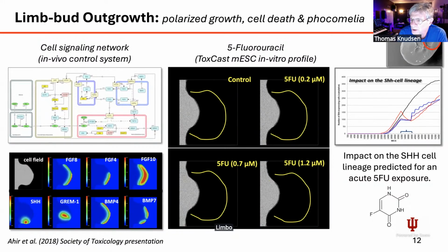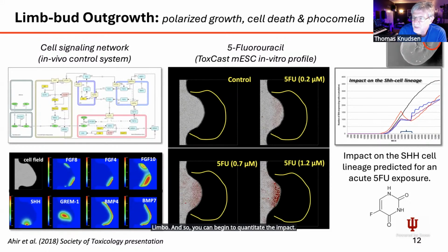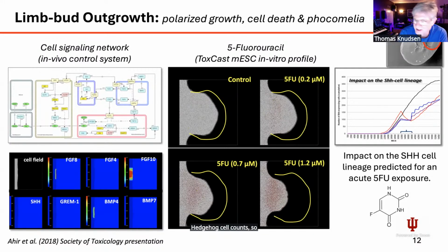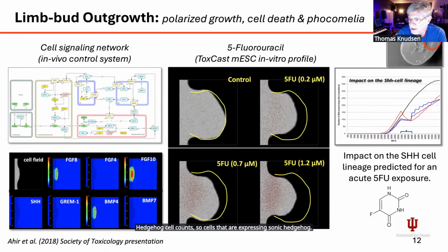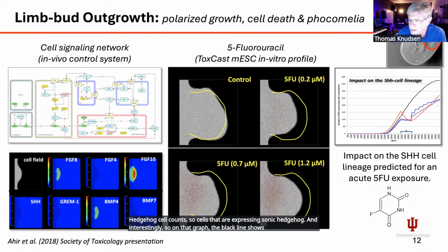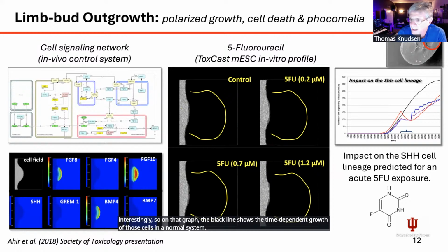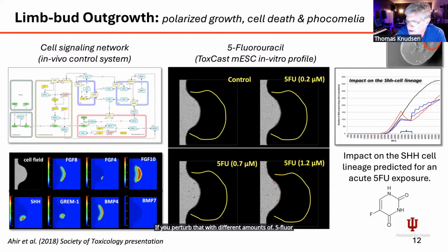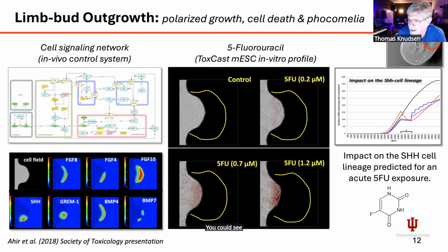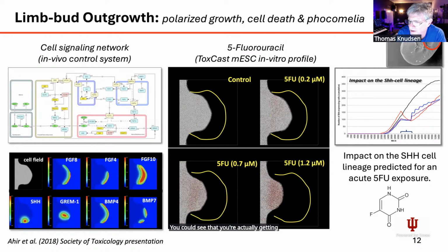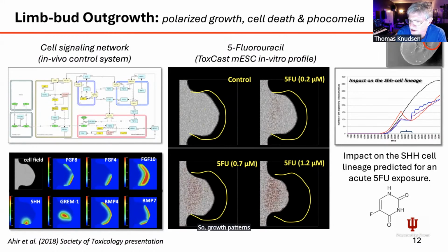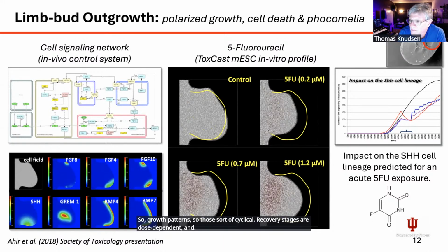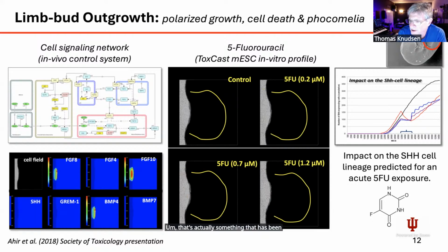And so you could begin to quantitate the impact of that disruption on sonic hedgehog cell counts, so cells that are expressing sonic hedgehog. And interestingly, on that graph, the black line shows the time-dependent growth of those cells in a normal system. If you perturb that with different amounts of 5-fluorouracil in a synthetic model, you could see that you're actually getting waves of disruption of cell growth patterns. So those sort of cyclical recovery stages are dose-dependent, and that's actually something that has been reported in the literature.